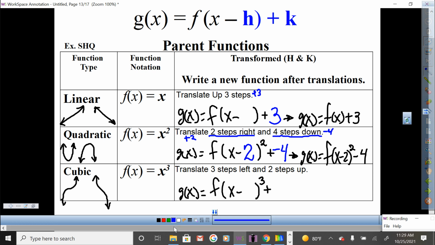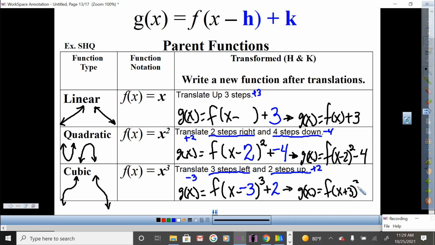Okay. All right, let's see. Who did I say? Audrina. So 3 steps to the left. It's a negative 3. Where does that one go? Inside, yes, negative 3. 2 steps up is a positive 2, and that goes obviously outside since there's no other place. Can we rewrite that, guys? Yes. So this is g of x equals f of x plus 3 cubed, because it's a cubic, plus 2. Hands if you got that. Okay, good.